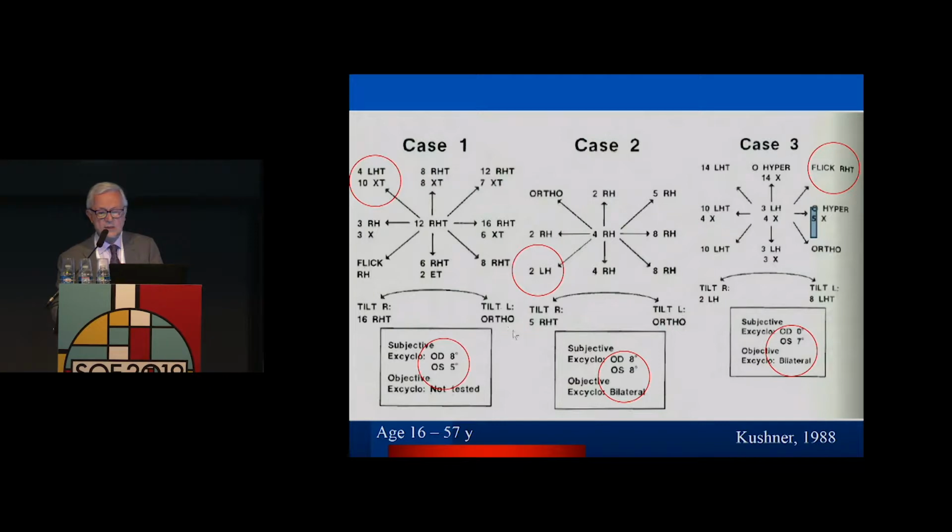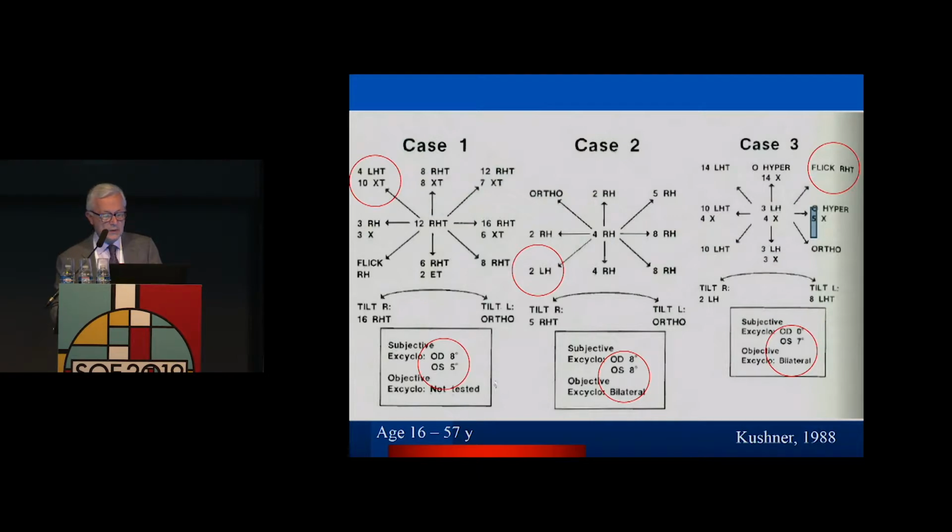And this is a typical presentation. This is from his paper, case 1. The patient has a right hypertropia everywhere except in up and right gaze, where the hypertropia becomes a left hypertropia. In case 2, everything is right hyper except down and to the right, to a small left hypertropia. And in case 3, everything is a left hypertropia except up and to the left, which becomes a slight right hypertropia.